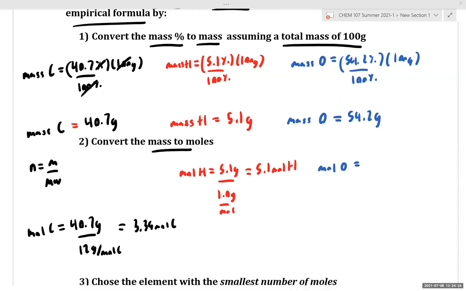How many moles of oxygen do we have? 3.39. Okay, and we obtain that by taking the mass of oxygen, which is 54.2 grams, over the molar mass of oxygen, which is 16 grams per mole. And that in turn gives us 3.39 moles of oxygen. Does this second step of the calculation make sense, where we've calculated the moles of each element?